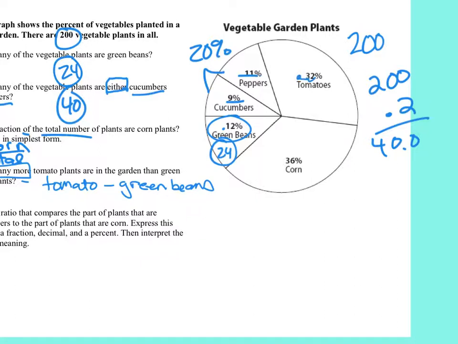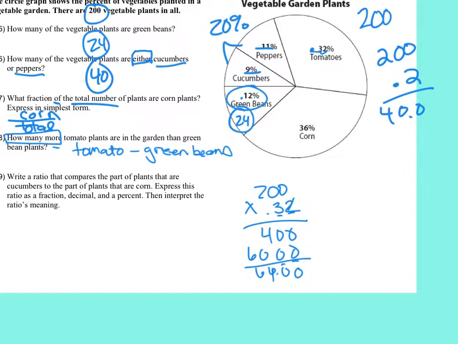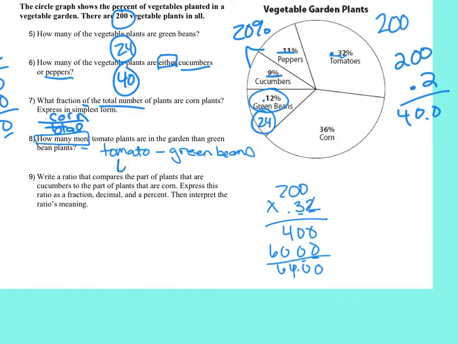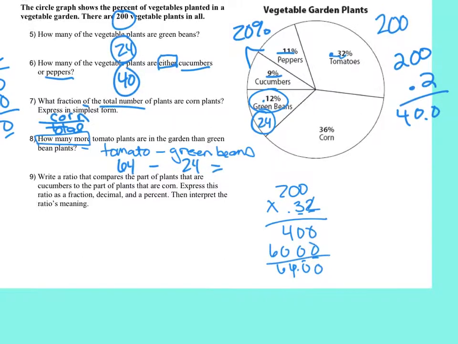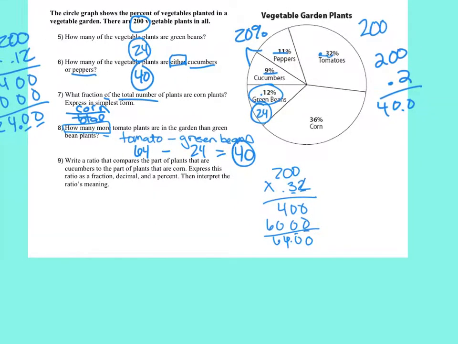0.32 times 200. 64. So I've got 64 tomato plants minus 24 green beans. 40. So I've got 40 more tomato plants than green bean plants. And for now, we're gonna skip that number 9, okay?